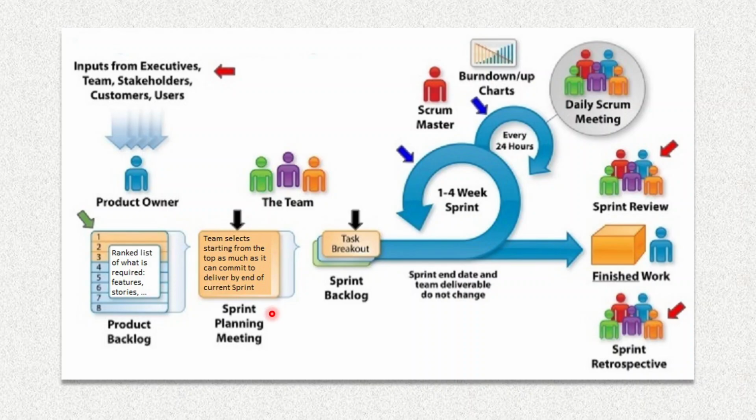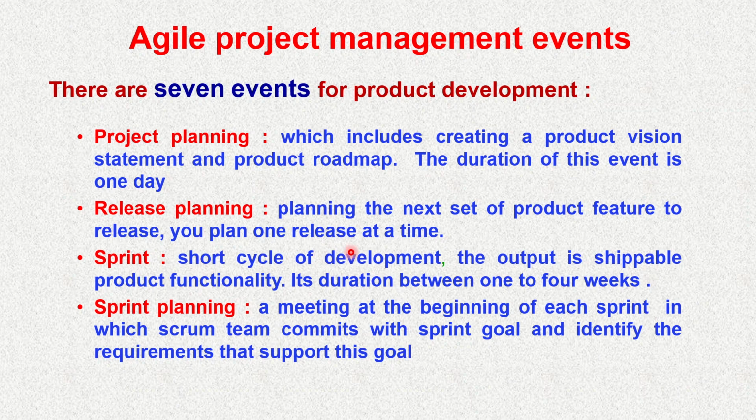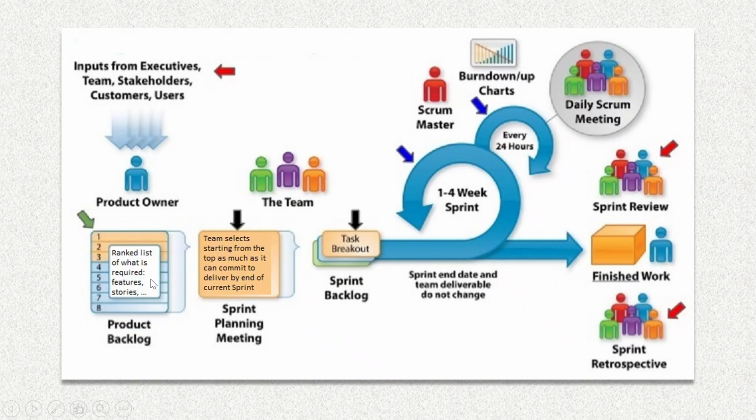To do that, we need to have sprint planning, and I told you what is a sprint. Now I will give you the definition of the sprint. Sprint is a short cycle of development, maybe 1 week to 3 weeks or 4 weeks, and once that is completed, the output is shippable product functionality, means I need to complete one part of the project that can be given to the customer. That is called a sprint. Now before we do this, we need to do planning. So that is happening here.